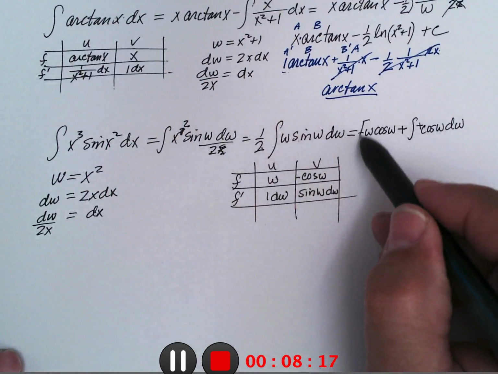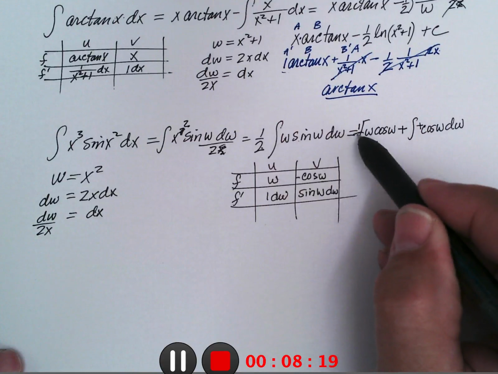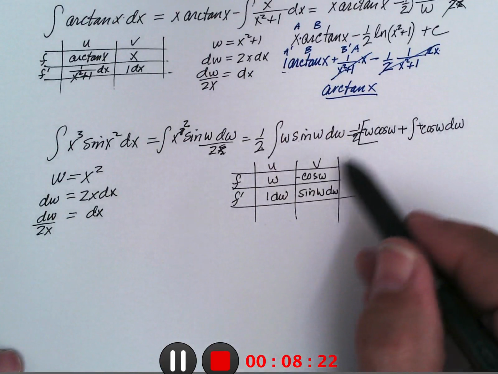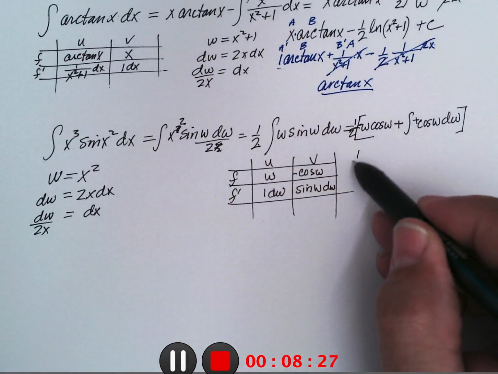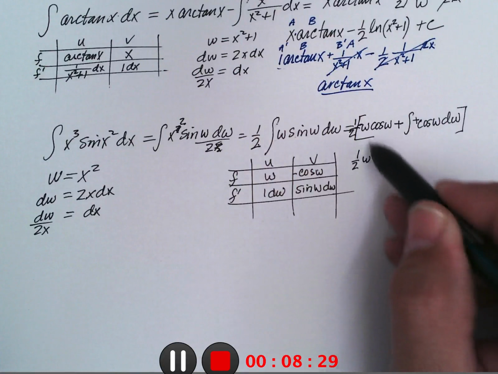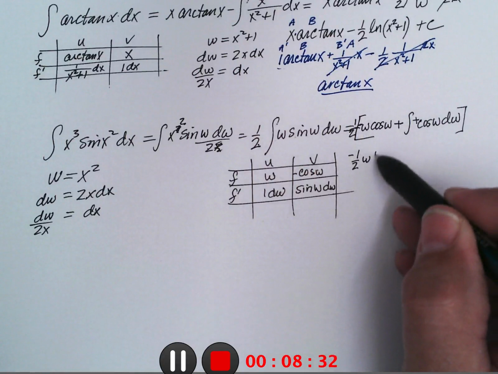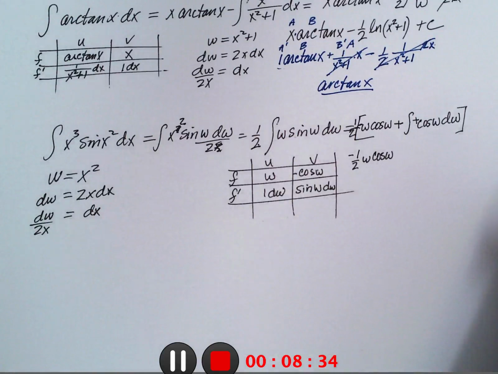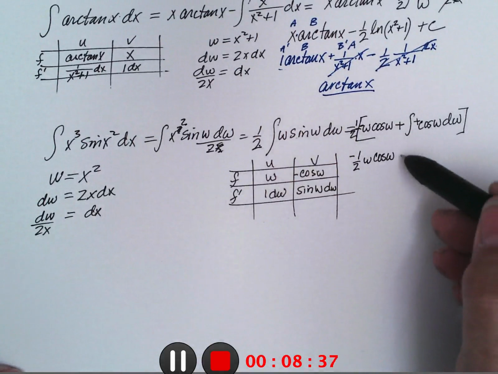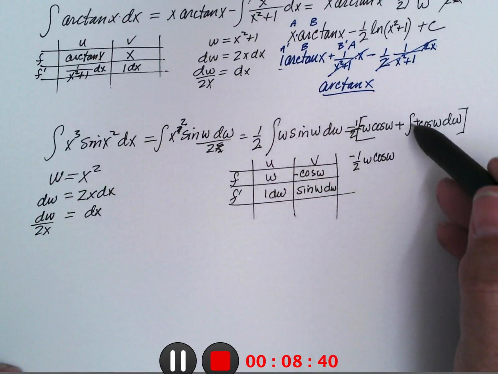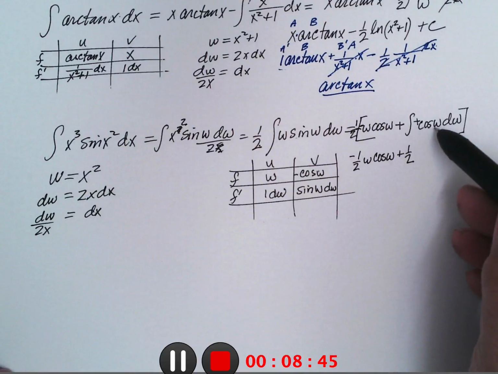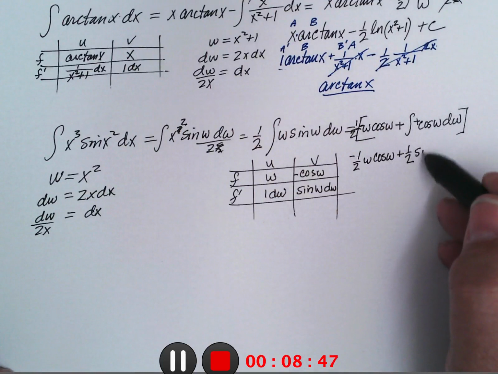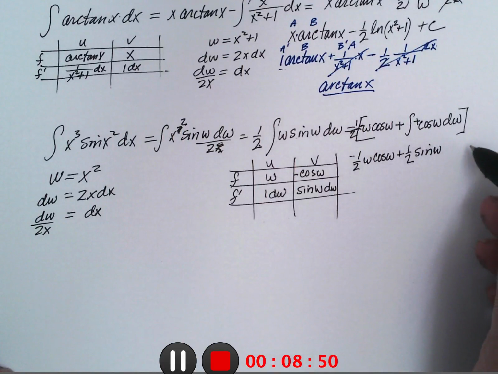I'm going to make a mistake here yet. This is minus, and so all this is times a half. So I got 1/2 minus w cosine w, and then 1/2 times this, so that's plus 1/2. The antiderivative of cosine is sine w, and then plus c.